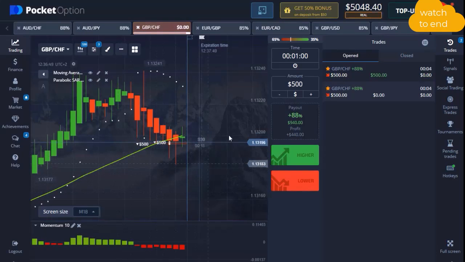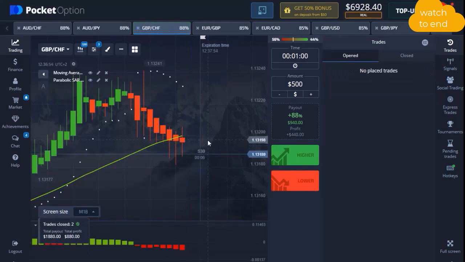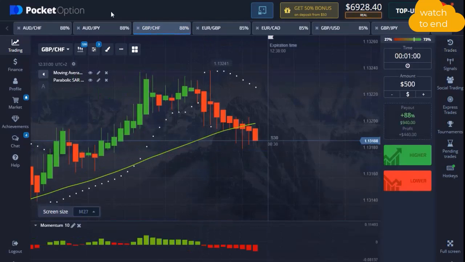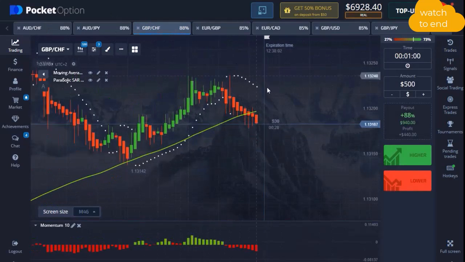The market is moving, so let's see. Yeah, we've made the money on that. There is a pullback, but we earn our profit on this trade.